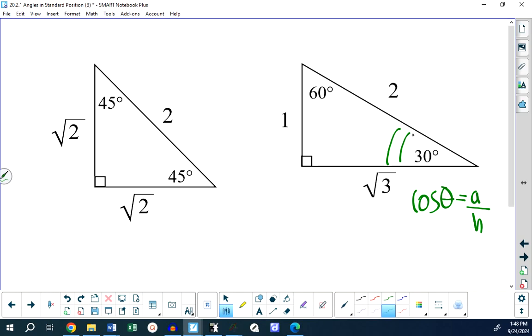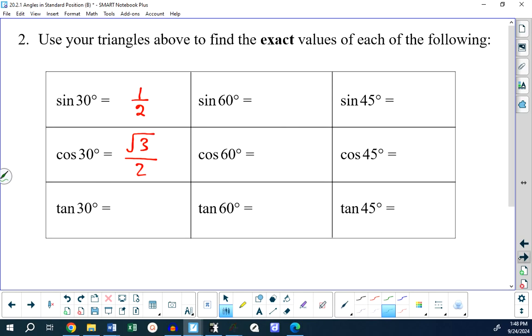Okay. So what your job is right now, I'm going to give you a minute to do so, is to write out all of these trig ratios by looking at the triangles. So tangent is opposite over adjacent. So you would look at your 30-degree angle in your special triangle and write opposite over adjacent.